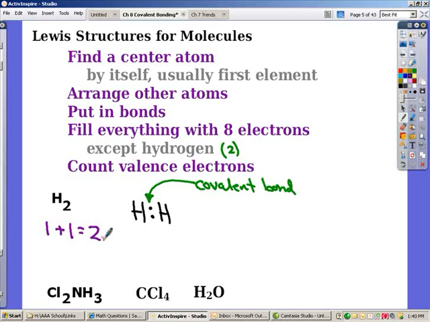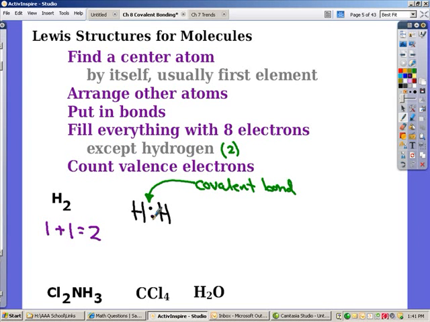Now, which electron belongs to which atom is totally irrelevant because they're sharing both of them equally now. So we don't need to say, well, this electron belongs to this hydrogen on the left. We don't need to worry about that. Just there are 2 electrons there. So, yes, I do have 2. So this Lewis dot model here works out fine. That's the way it should look.